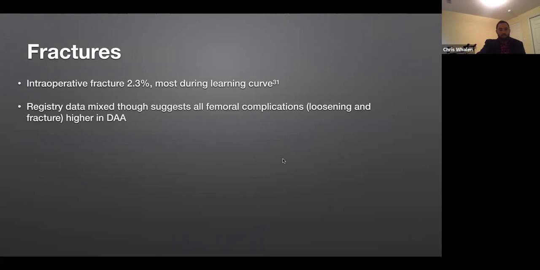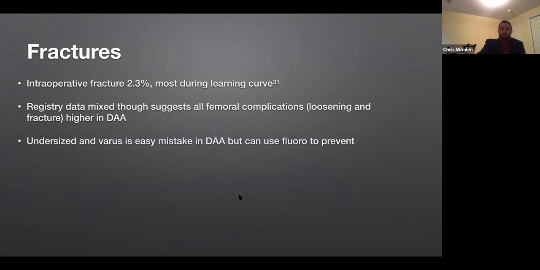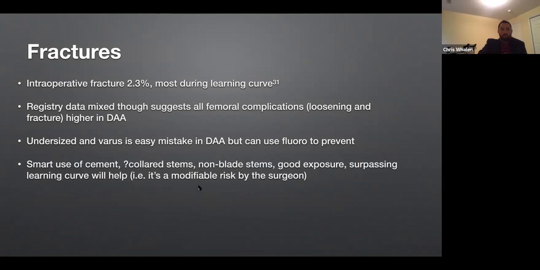The registry data is a little mixed. As I pointed out, Kaiser actually had lower femoral fracture risk in the anterior. But when you combine that with loosening, those rates are surely higher in DA. As Jeremy pointed out, it's pretty easy, especially early on, to undersize and varicize your stem. But I think if you're using fluoro, you should ideally catch that and prevent it.